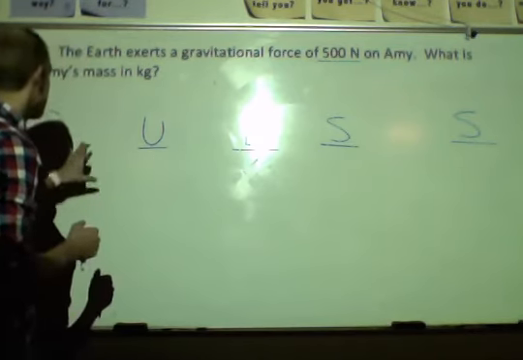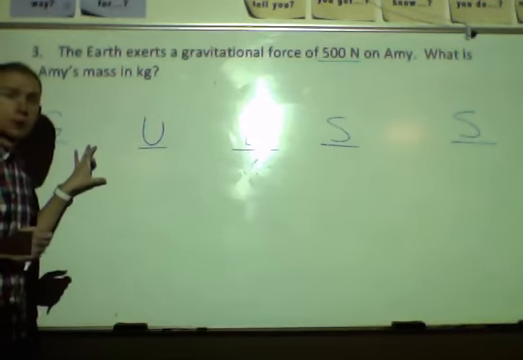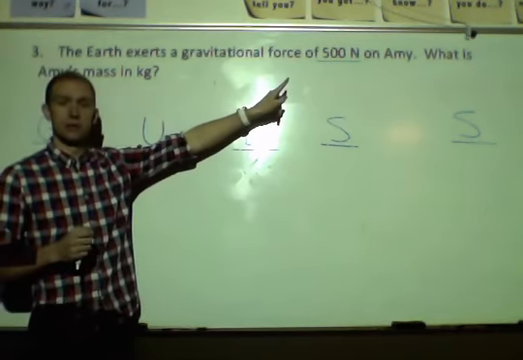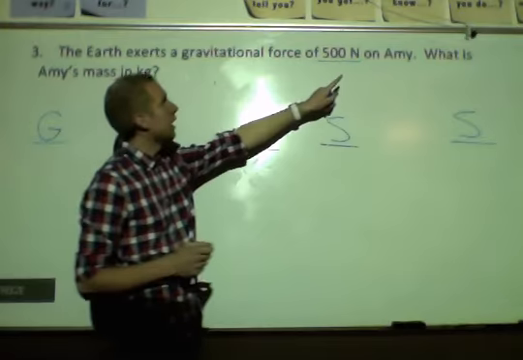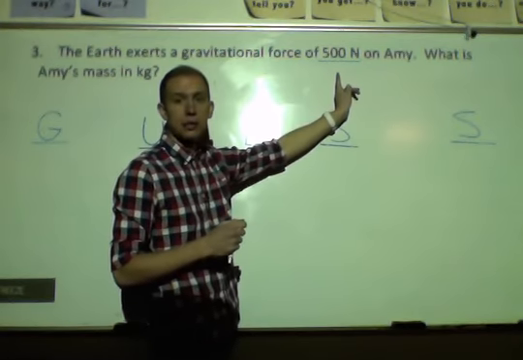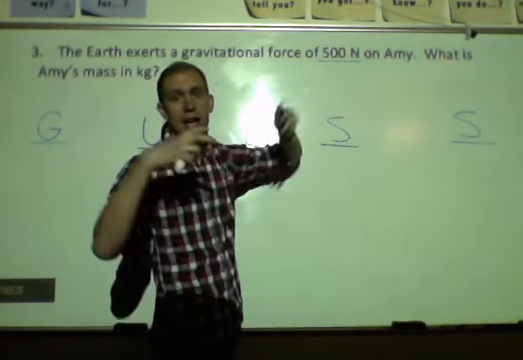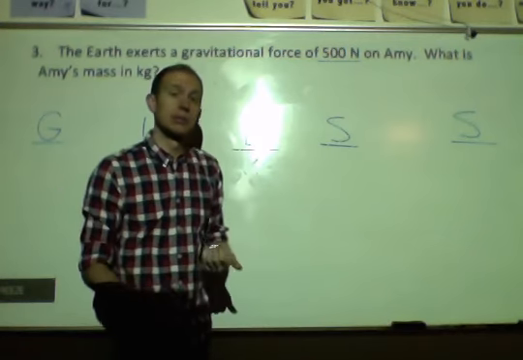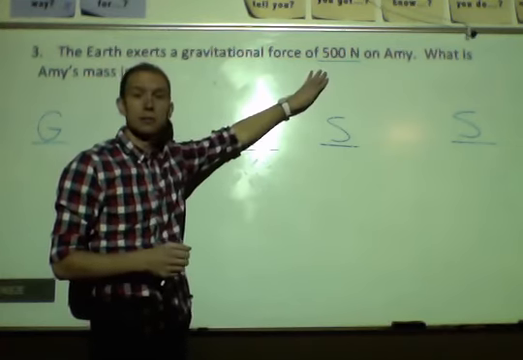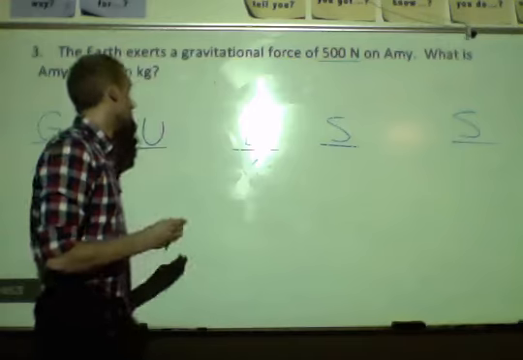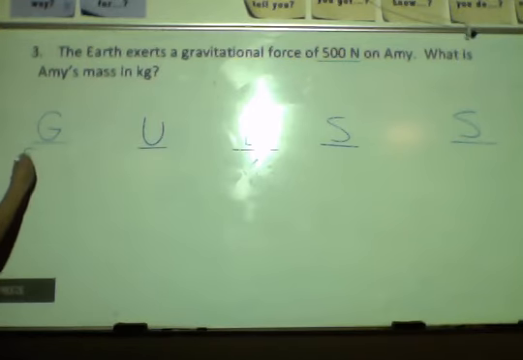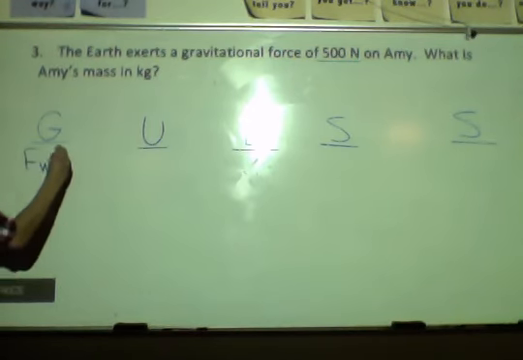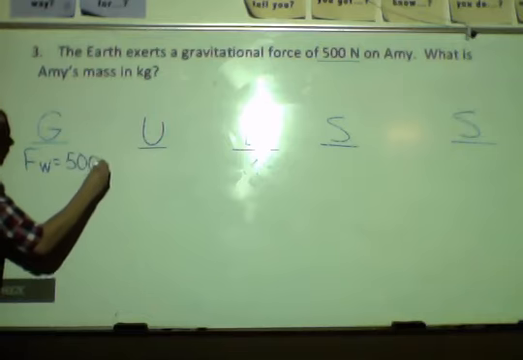All right, so givens, what do we know from the problem? I underlined one of them. We know Amy has a force of 500 newtons acting on her. The only thing acting on her is gravity, and probably some normal force. But we're talking about the force of gravity. So the force of gravity, or her weight, is 500 newtons.